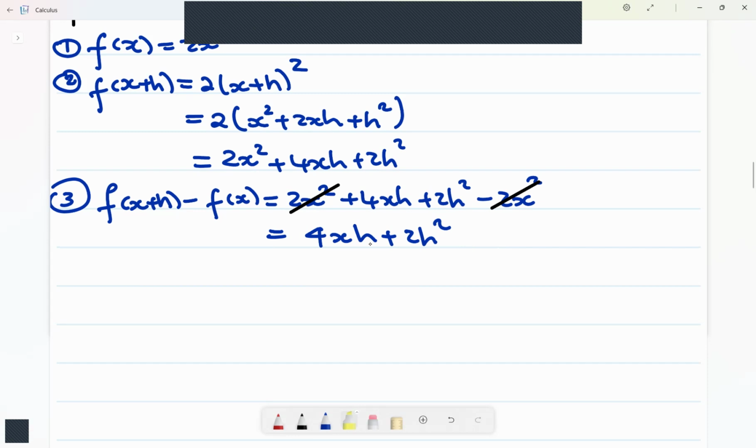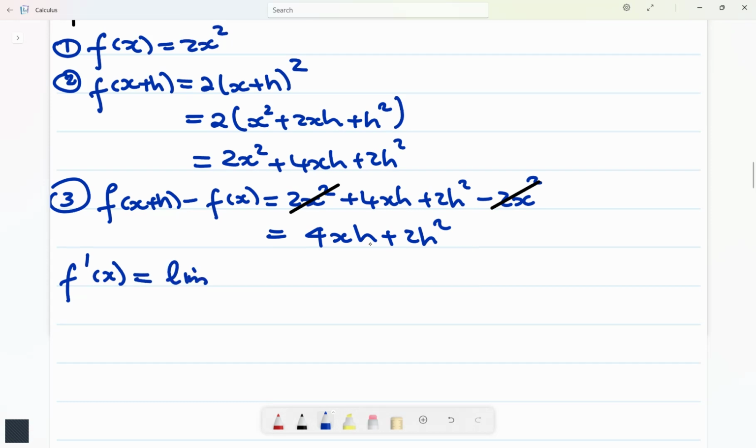Okay, yes. So now we are in a position of going to the formula and saying, okay, f prime of x is equal to the limit as h approaches 0 of f of x plus h minus f of x, all divided by h. Okay, now the question is, can we directly substitute 0 here? The answer is no. Why? Because you cannot divide by 0. So what should we do?